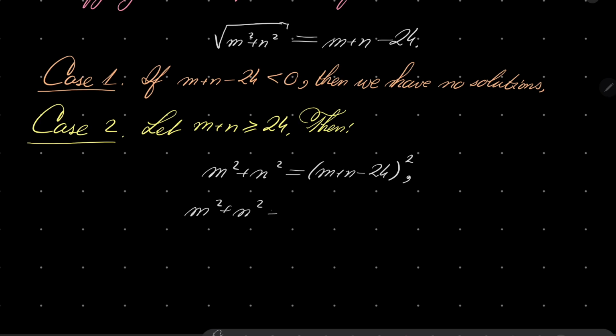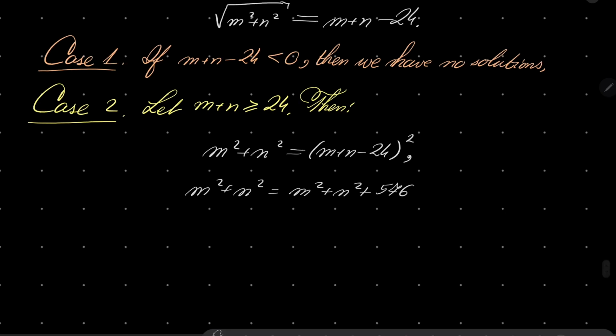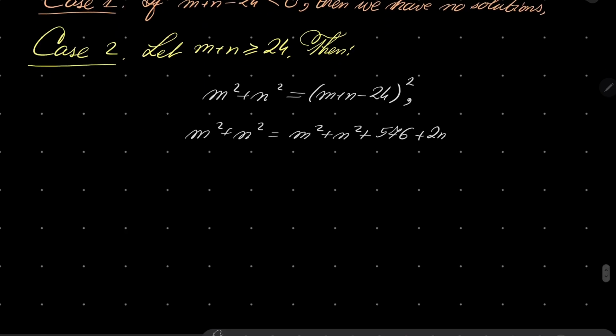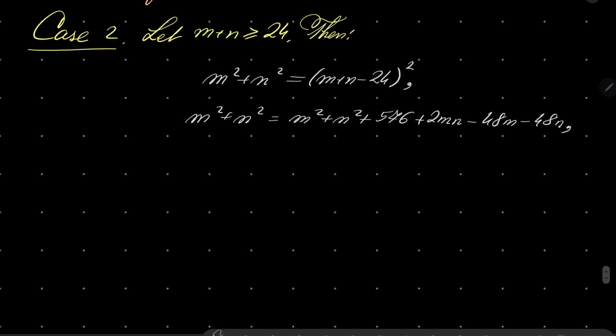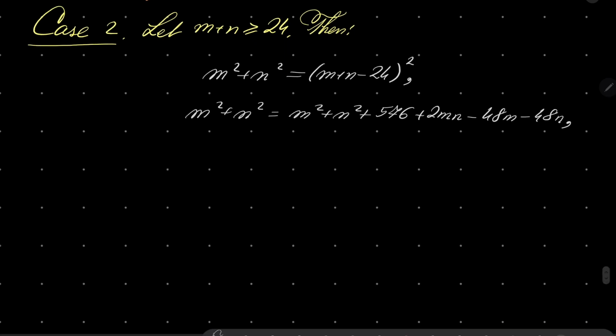We have m squared plus n squared plus 576 plus 2mn minus 48m minus 48n, which after simplifications we can write in the following way: 0, because notice that this and that cancel with these terms. We can divide by 2, and we'll have mn plus 288 minus 24m minus 24n equals 0.